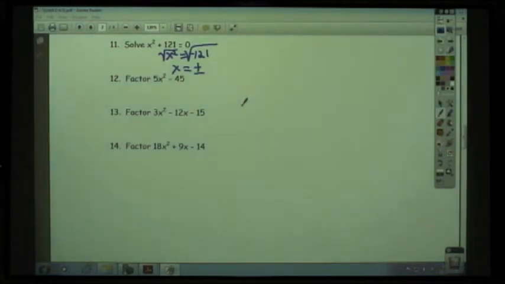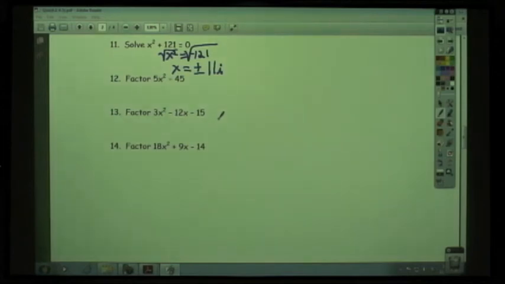If you lost 2 points, that means you left it blank. Said, I don't get it, I don't know how to do it. Guys, you know how to solve by finding square roots. We've been doing that even before we talked about imaginary numbers, which is what this actually will give you, which is 11i. Okay? And 11i is your answer for that one, plus or minus.